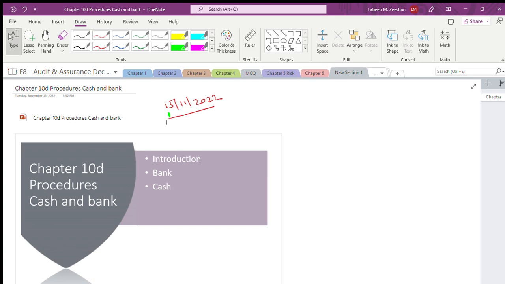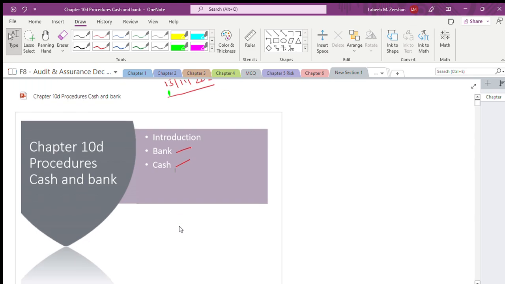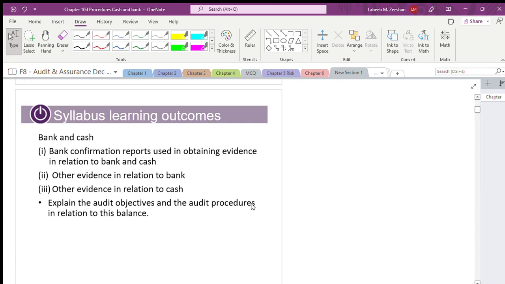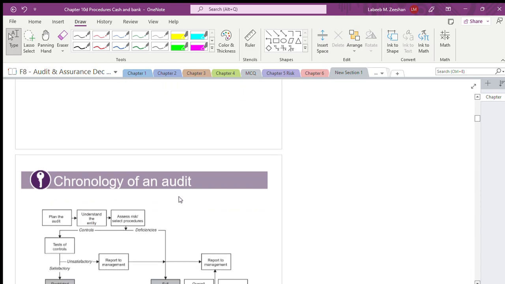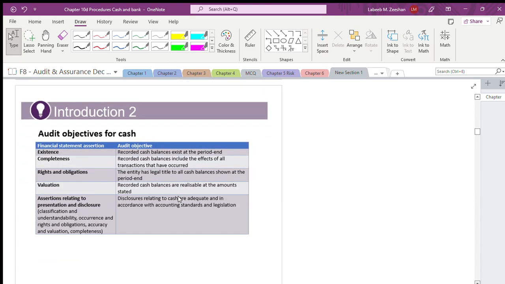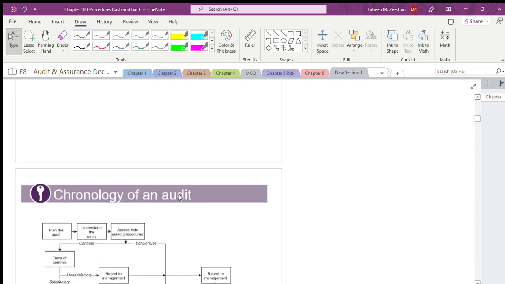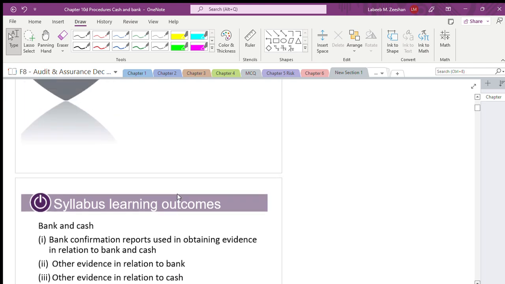Now, what are the procedures for cash as such? What are the things we have to take into consideration when we are dealing with cash and bank? They will ask you somewhere, one or two points in the middle. Nothing more than that. Very simple. First, we'll talk about the bank, then we'll talk about the cash.